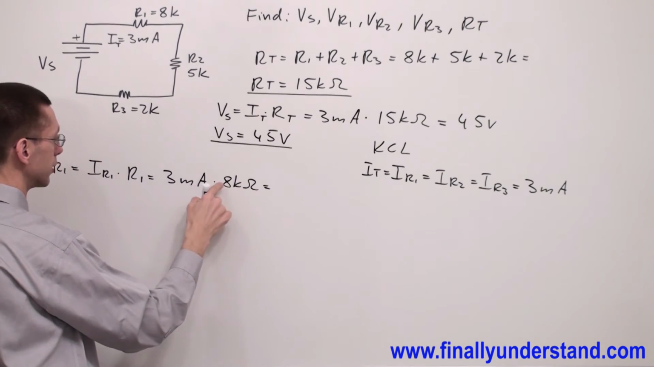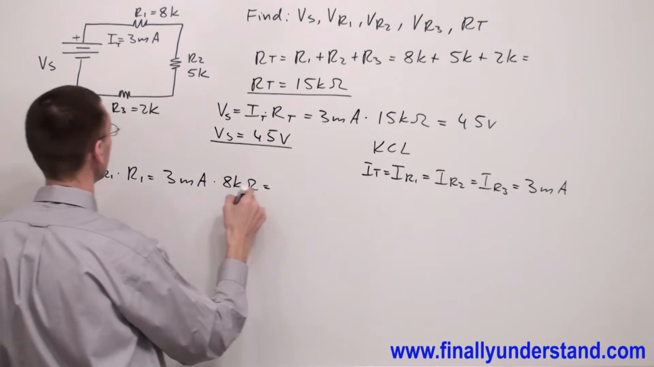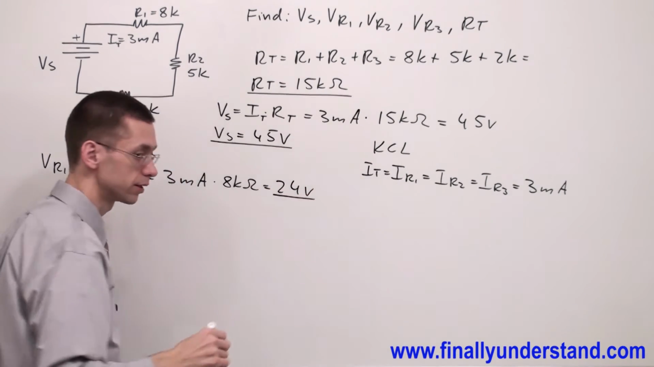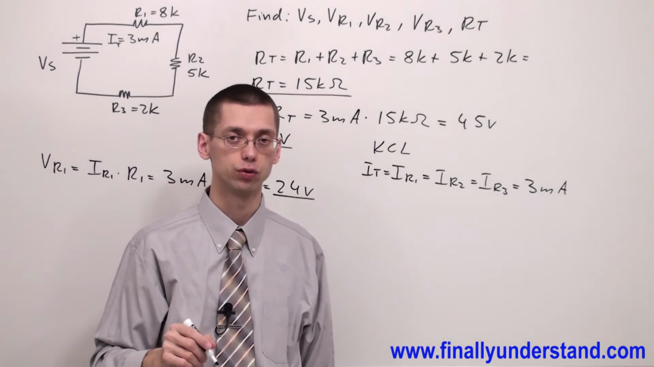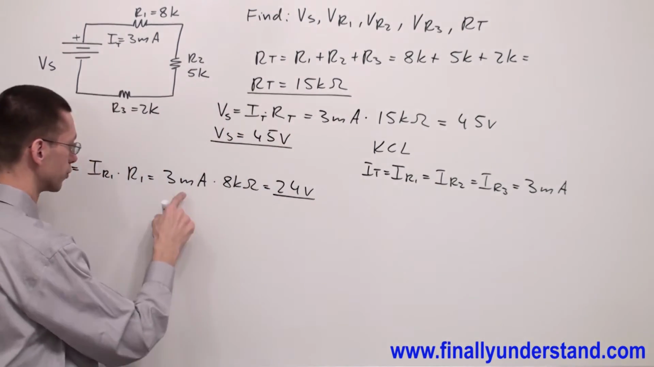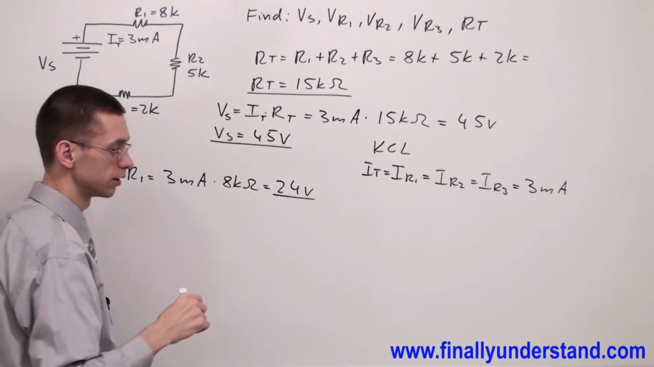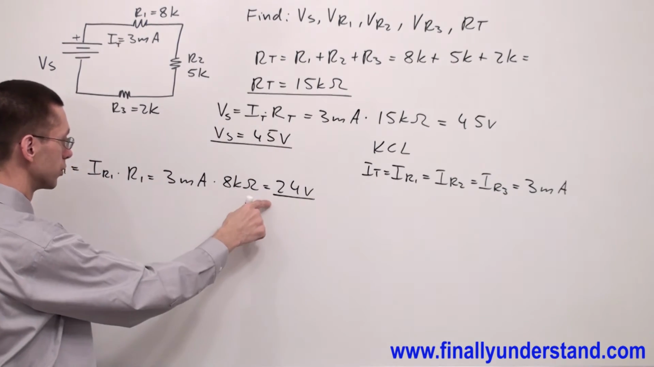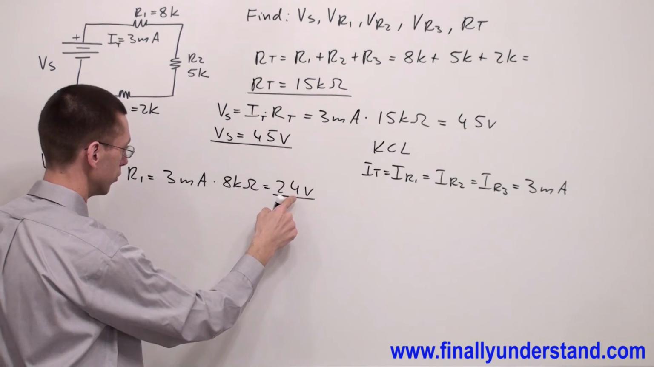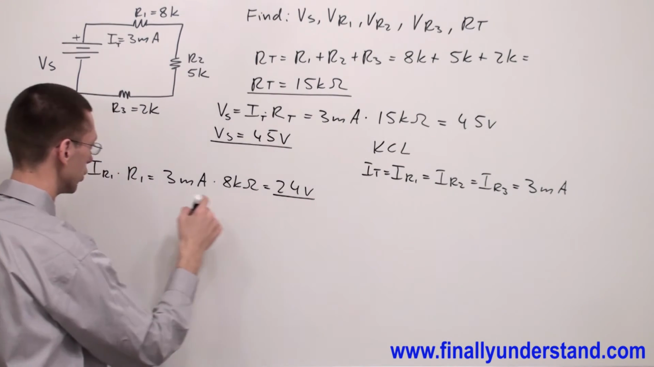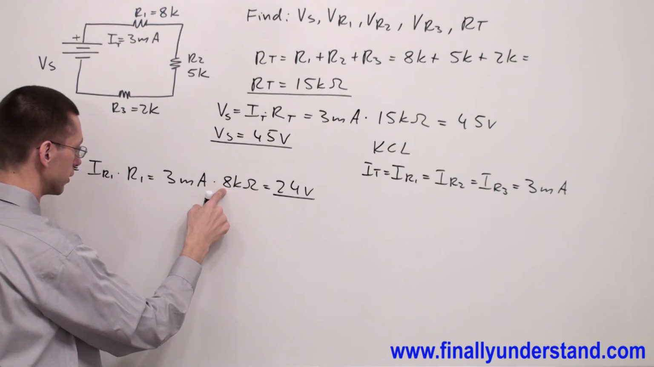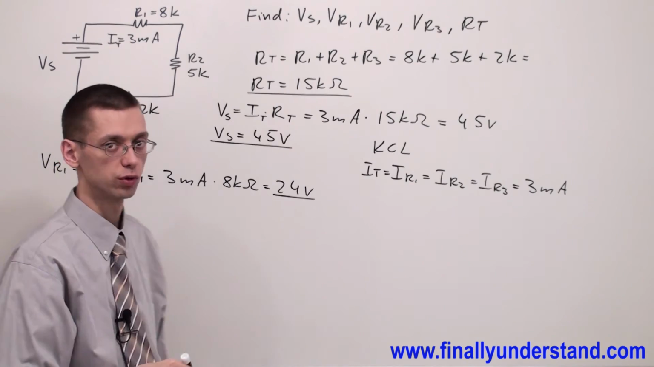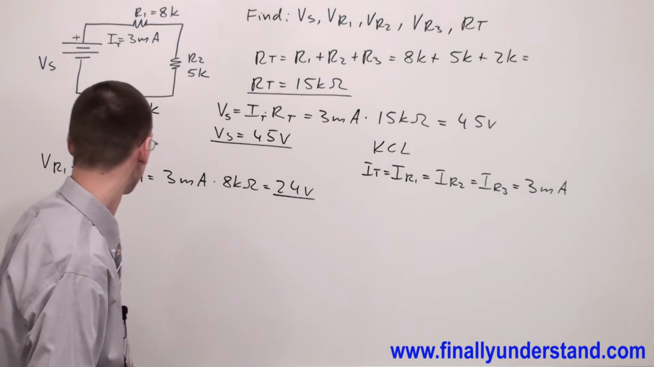IR1 is equal 3 milliamps times R1, which is equal 8 kilohms. 3 milliamps times 8 kilohms gives me 24 volts. Please keep in mind, anytime you are going to use the calculators, you're supposed to use function EXP or double E in order to not make the mistake with calculations. You have to make sure that you are going to get pure 24, not from multiplying 3 times 8. You have to multiply 3 milli times 8 kilo. You're supposed to get used to the powers of 10.